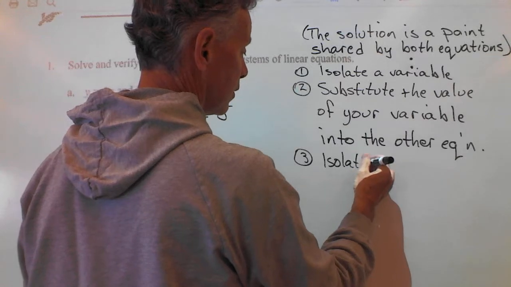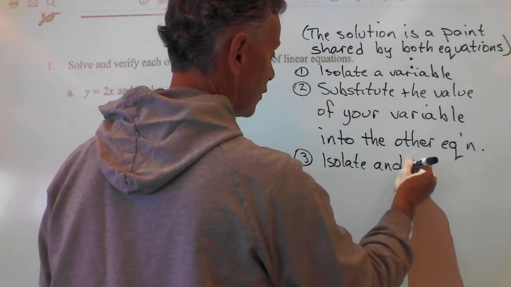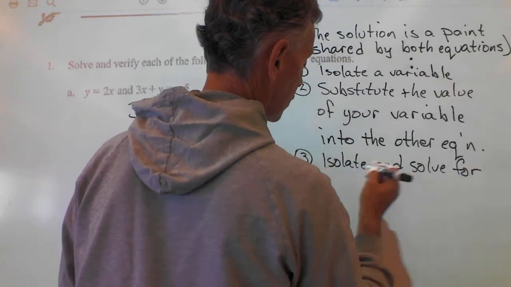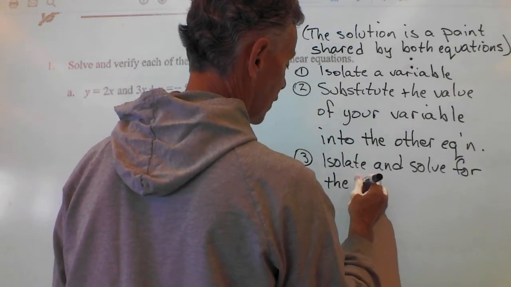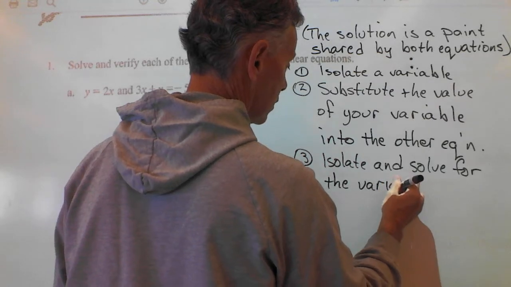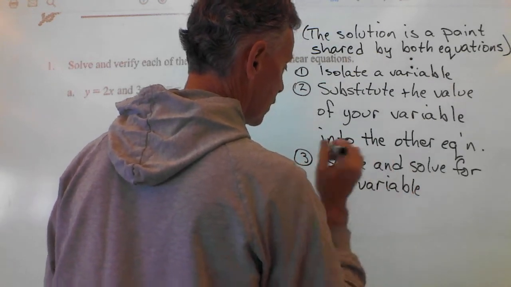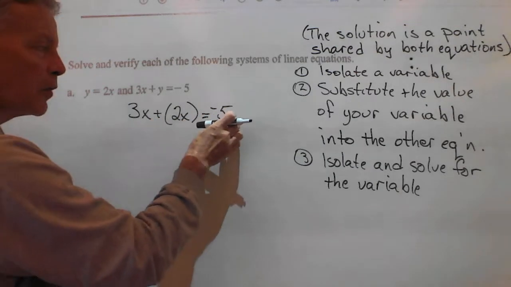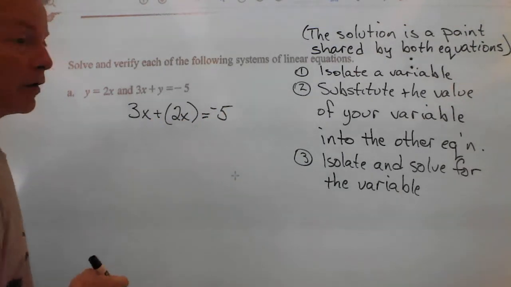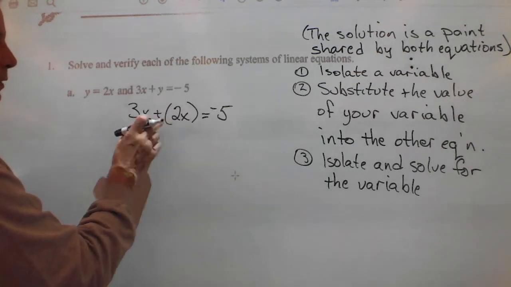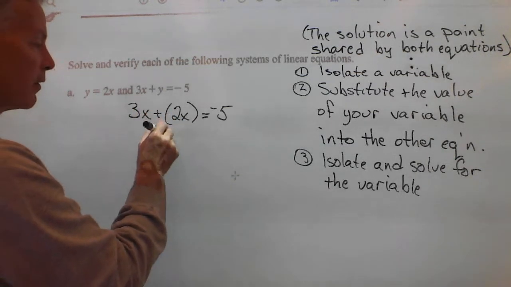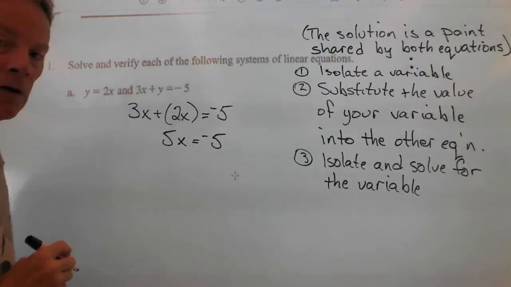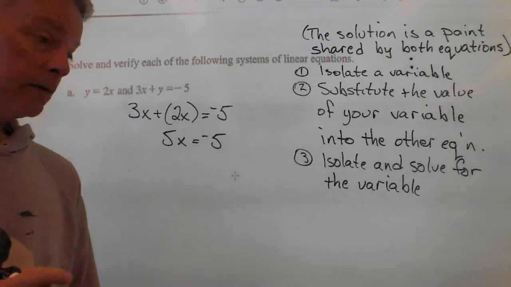Isolate and solve for the variable. So what does that involve? Remember, you have to simplify both sides and then isolate the variable. So we can simplify the left side. 3x plus 2x is 5x. Looks pretty simple now, right?